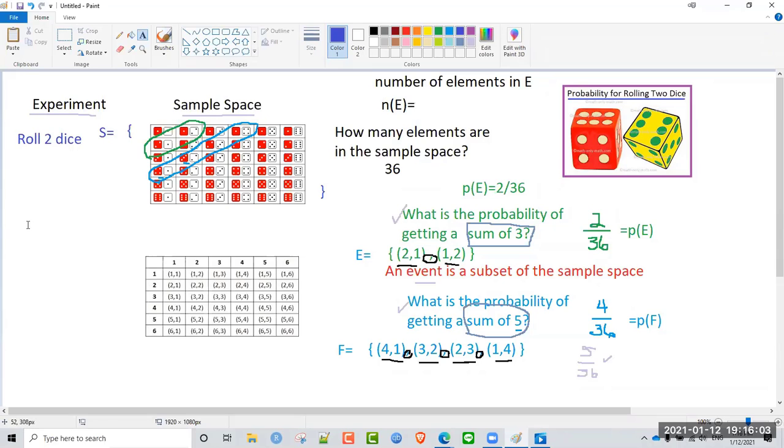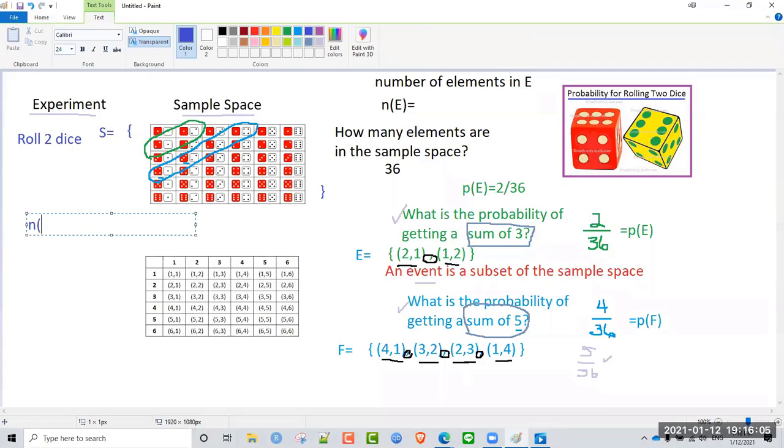If I asked you N of S, what's the answer? 36. How many elements are there in here? 36. 1, 2, 3, 4, 5, up to 36. So we would say N of S is 36. N just means the number of elements in the set.